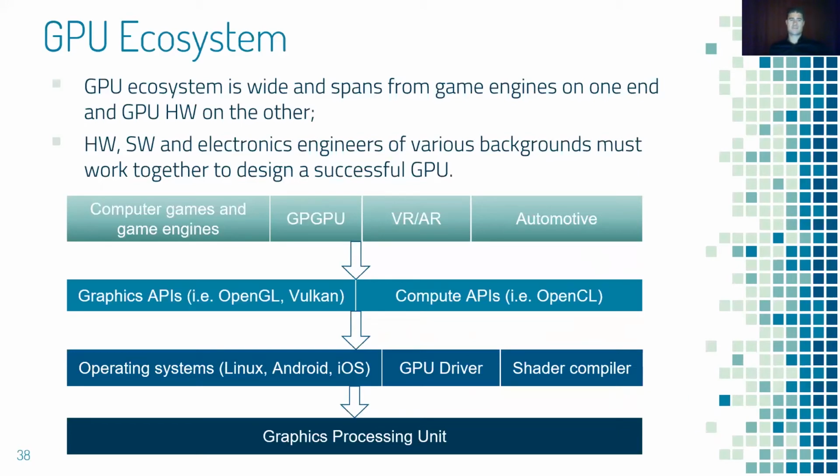Then the next layer, one layer lower, is of course operating systems, which run the GPU driver, and the shader compiler, which compiles the GPU programs, shaders. The shader compiler is part of the GPU driver, it is just shown there for clarity. And of course, on the bottom there is the GPU processing unit hardware, which actually runs shaders and does everything basically.